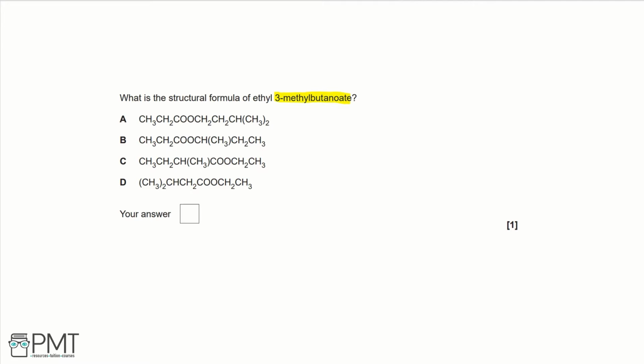3-methylbutanoate, so the -oate means it's an ester, and the 3-methylbutanoate is going to come from the carboxylic acid of the ester. So if we draw out this carboxylic acid, we're going to have a 4-carbon chain, and then we're going to have our OH, our carboxylic acid group, and our 3-methyl group. So then when we form the ester, we get rid of this OH, and we're going to replace it with an oxygen from an alcohol, and then a carbon chain. So we have ethyl as our carbon chain, which is 2 carbons, so we need to draw 2 carbons.